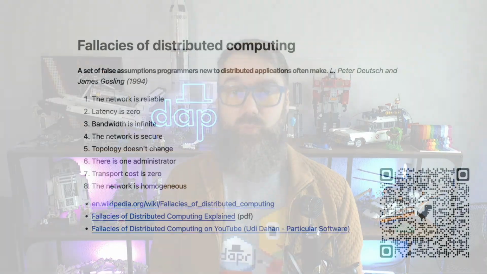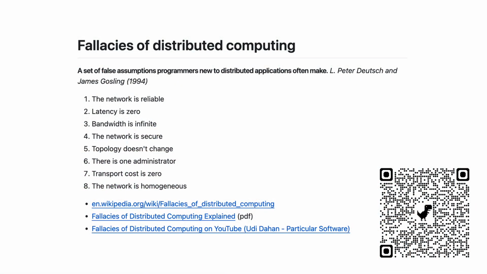And we've known for quite a while that it's actually hard to build these distributed applications. So there are the fallacies of distributed computing, which are quite well known, but that's already from 1994. That is a set of false assumptions programmers new to distributed applications often make. I will not list all of them, as this is not a very theoretical session. I definitely recommend you look into the links, especially the last one, because that's a YouTube playlist where Udi Dahan from Particular Software gives an explanation about all these fallacies. So I think it's very interesting to look into these a bit more.